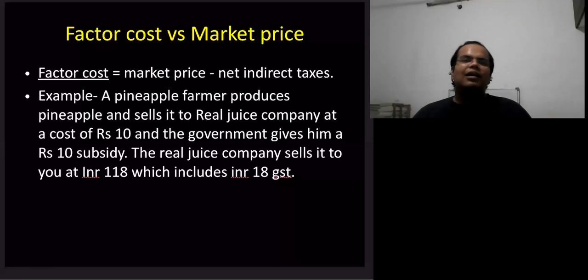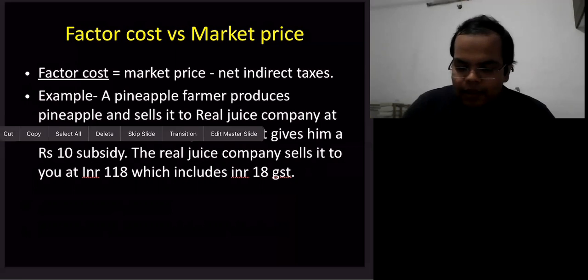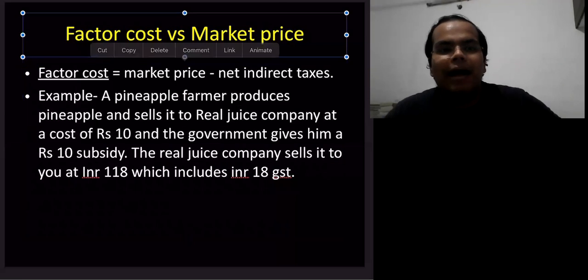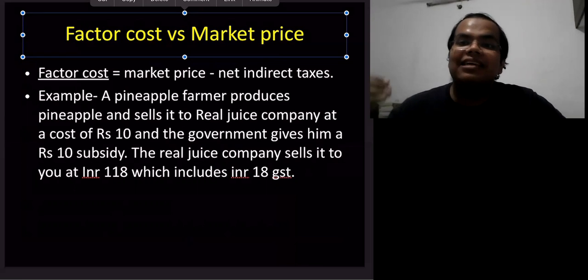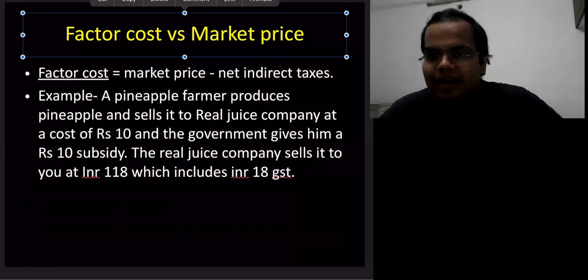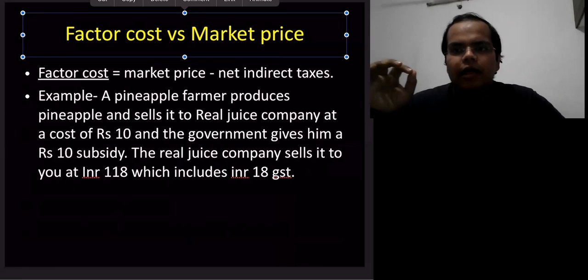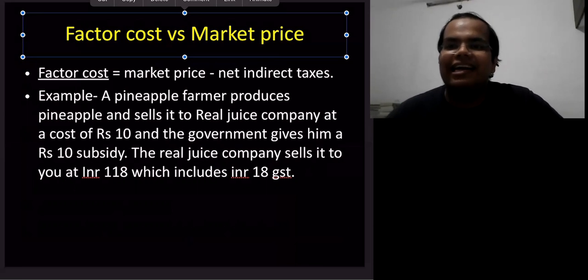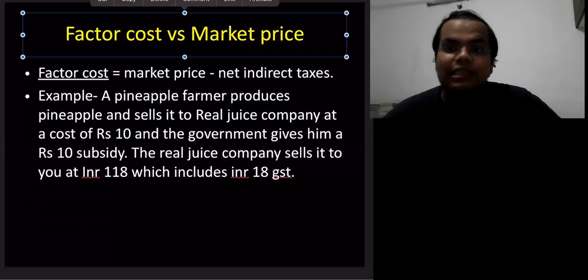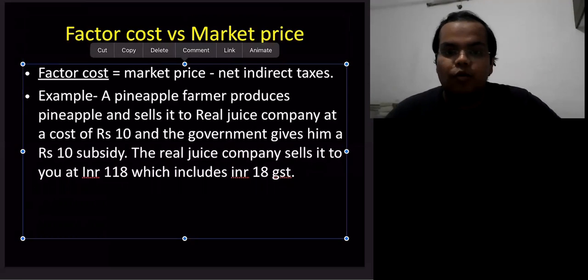In order to understand it better, let's have a look at another example. The example is that a pineapple farmer sells a pineapple. He produces one pineapple and he sells it for a price of 10 rupees. All right. Now the government provides him with a subsidy of 10 rupees for that pineapple. Okay. The pineapple is acquired by the Real juice company, which then sells it to you for 118 rupees. Out of these 118 rupees, 18 rupees comes out to be the GST for that commodity.